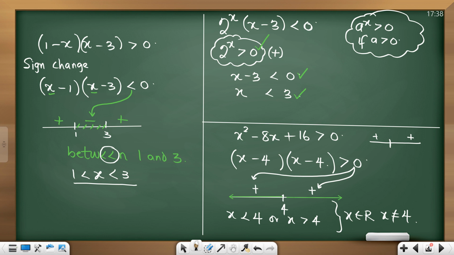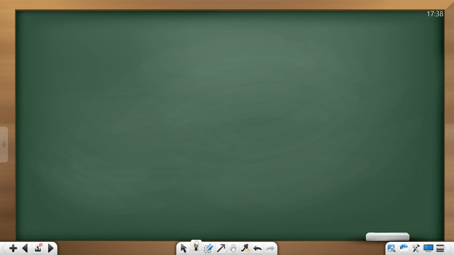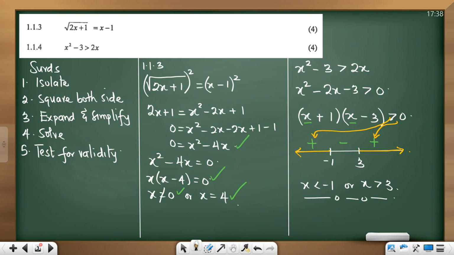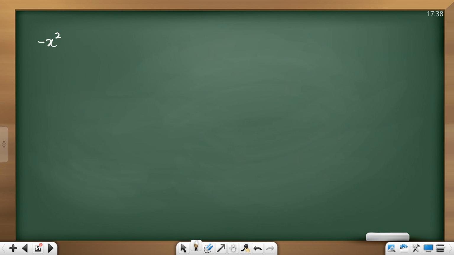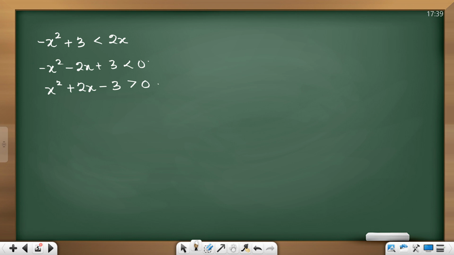Remember, let me do one more, just to sound, last warning. For example, if I have negative x squared, let me use that same one we had, negative x squared less than 2x. What am I going to do? First, I'll do that. I don't want a negative there, so I'll multiply everything. And once I multiply, your inequality sign should change. Then we are back at the question.